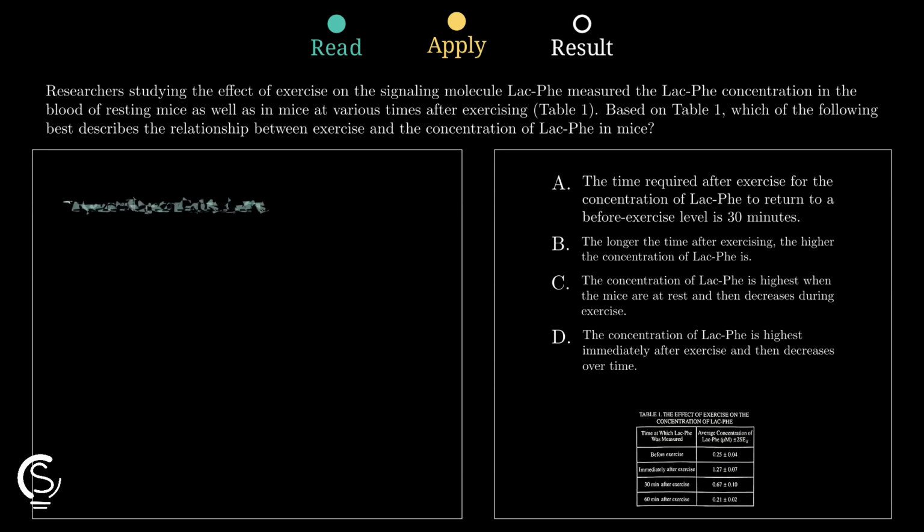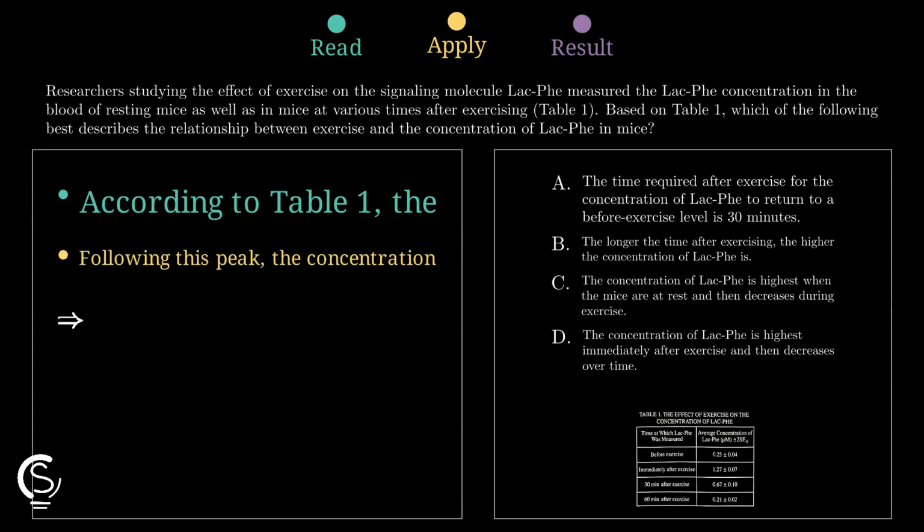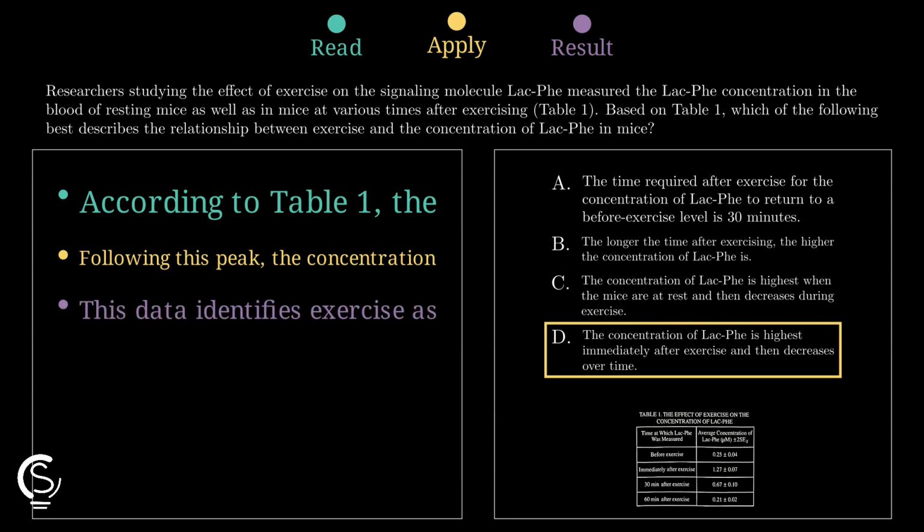Next, follow the values across later time points after that peak. They move downward over time, so exercise causes an immediate spike, then the concentration gradually decreases afterward. That pattern matches only one statement. Lac-Phe is highest right after exercise and then drops over time, which points straight to option D.